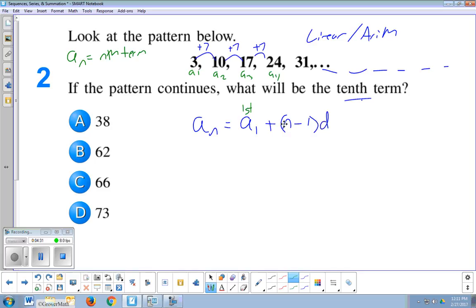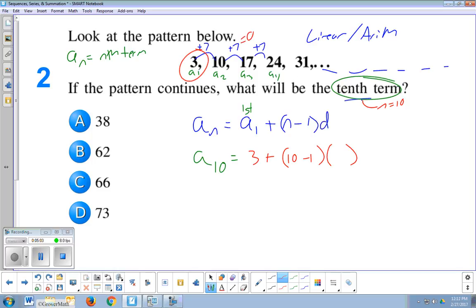N minus 1, where n represents what term you're working with, and d is the common difference, how we are getting from one term to the next. So in this case, the 10th term would be set up like this. The 10th term would be a sub 10 equals the first term in the sequence, which is 3, plus n minus 1, because I'm doing a sub 10, I want the 10th term, so n equals 10, minus 1, times d, and d is the common difference. How are we going from one term to the next? Well, that's plus 7. So it's a positive 7.